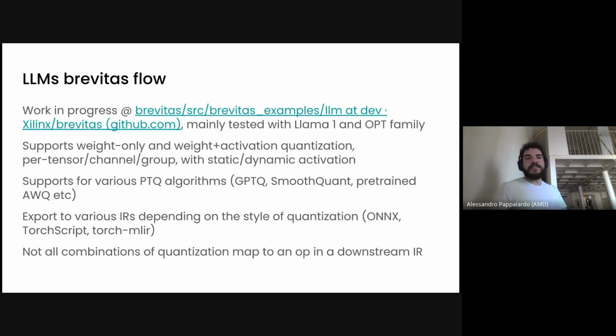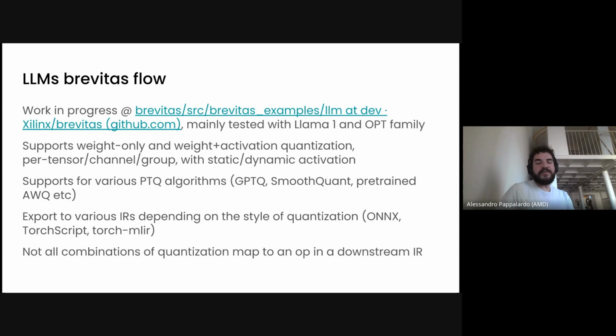And so talking about the LLM flow that I've been working on, it's a work in progress. I would say, everything is always a work in progress. Currently on the dev branch of Brevitas, it was originally designed based on the code that came out from the GPTQ paper, generalized sort of on top of the Brevitas API for quantization. So it's mainly tested with Llama 1 currently, as well as OPT, which is another model family that we care about for activation quantization mainly, actually.